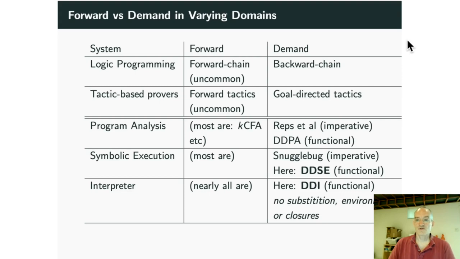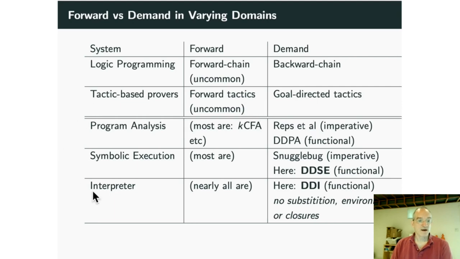This is well known from logic programming and tactic-based provers, where it's clear what your goal is. So it's best to start from that goal and work backward rather than trying to forward chain, although sometimes forward chaining is good. Generally, you're shooting in the dark a lot of times and you're very far away from your target. So goal-directed is clearly a win there, and it's the common approach.